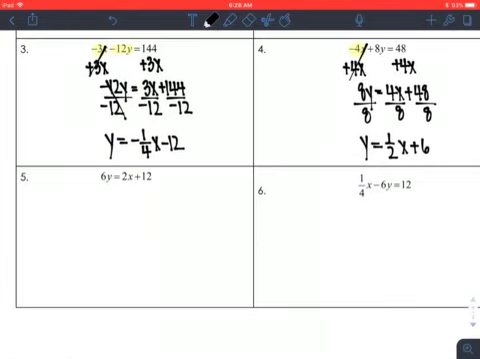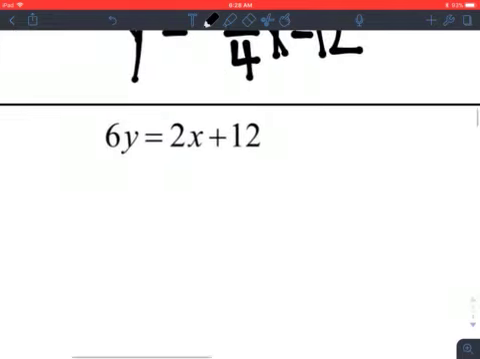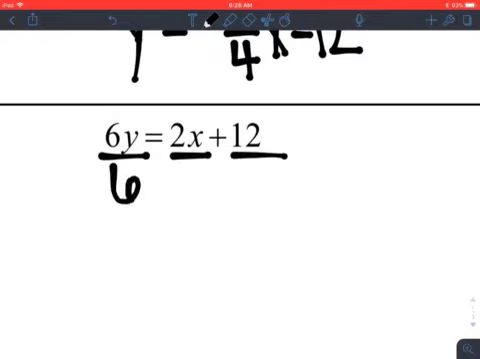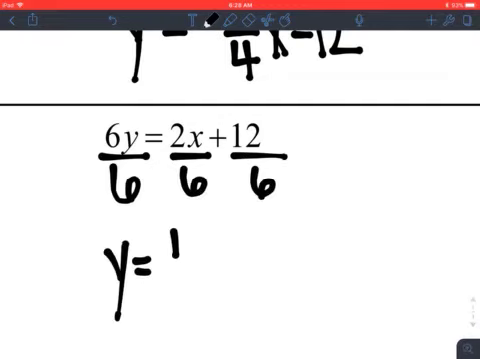So number 5 here, a lot of students just say it's already in slope-intercept form, but it's not. Because if you note here, you still have the 6. So this one's kind of nice because it's just a one-stepper where you divide by that 6. And you get y is equal to 1/3 x plus 2.